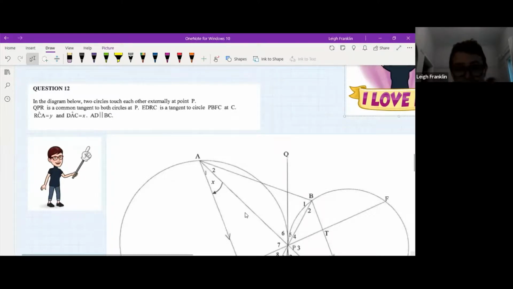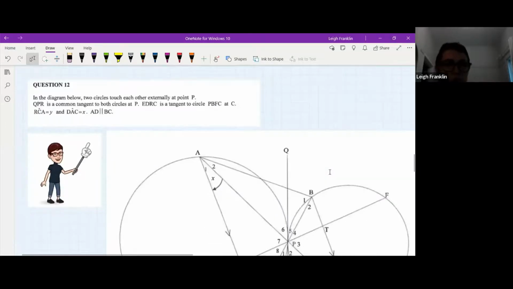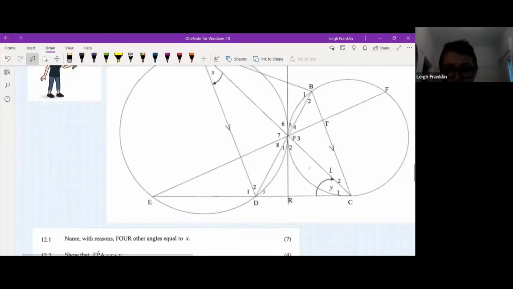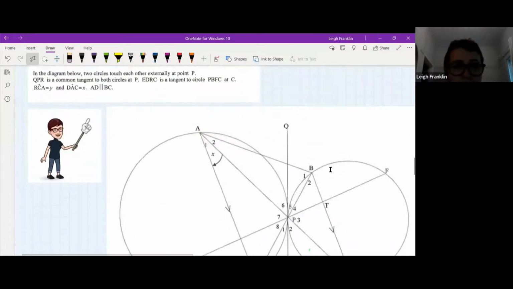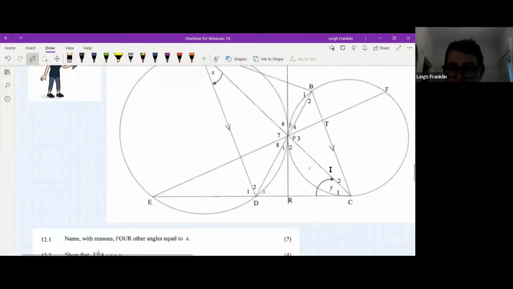Again, first starting point is to always read the information that has been given. It says in the diagram below, 2 circles touch each other externally at point P. I will move this into the middle so we can look at it more closely. It says that QPR is a common tangent to both circles at P. All right, so point P is this one in the center over here.